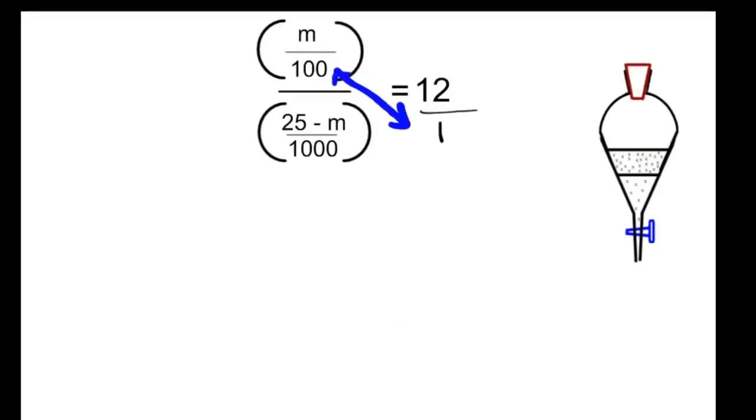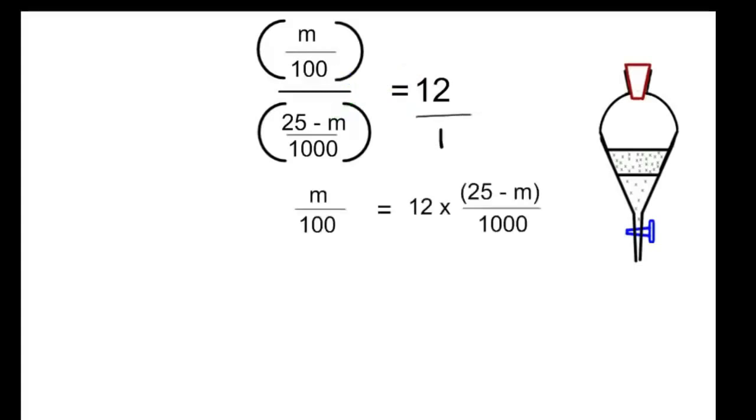To solve this, we cross multiply. That times that equals that times that. So we have m over 100 times 1, which is m over 100, equals 12 into 25 minus m over 1,000. We can divide both sides by 100, so 100 divided by itself is 1, and 1,000 divided by 100 is 10.